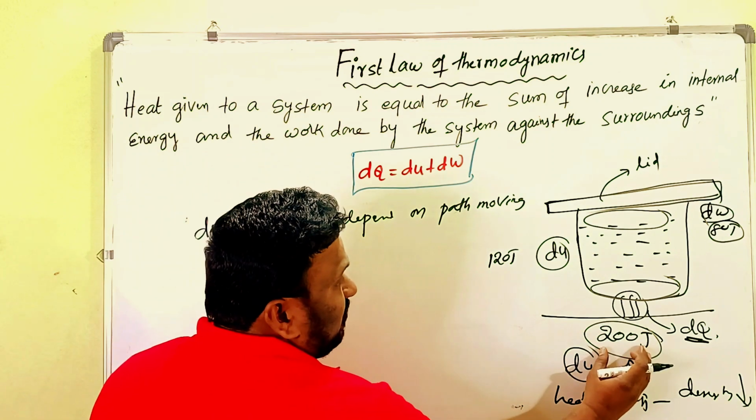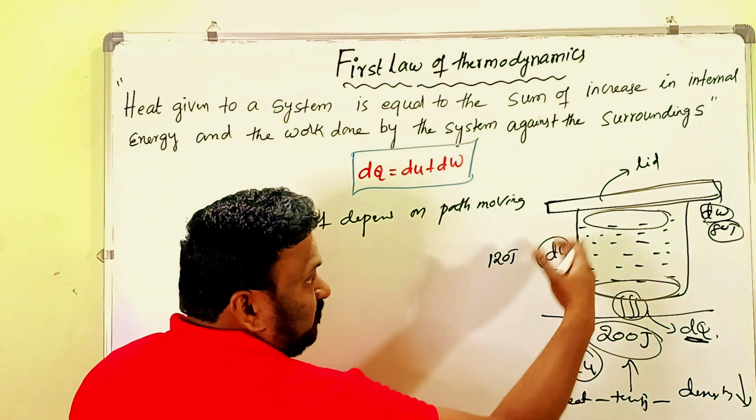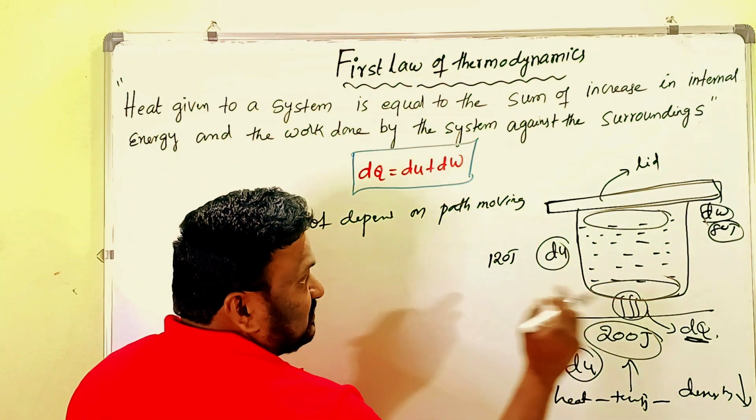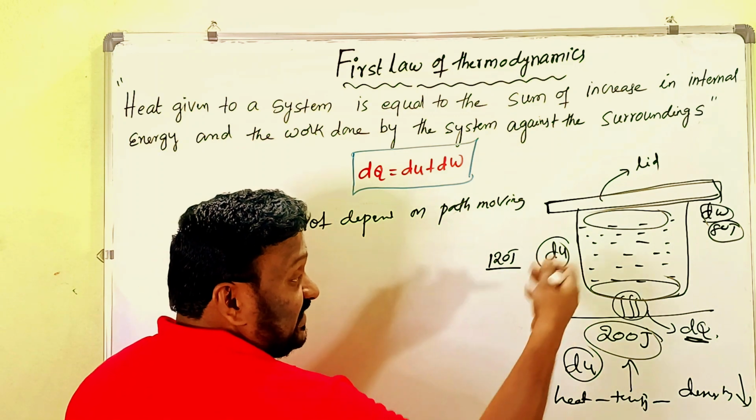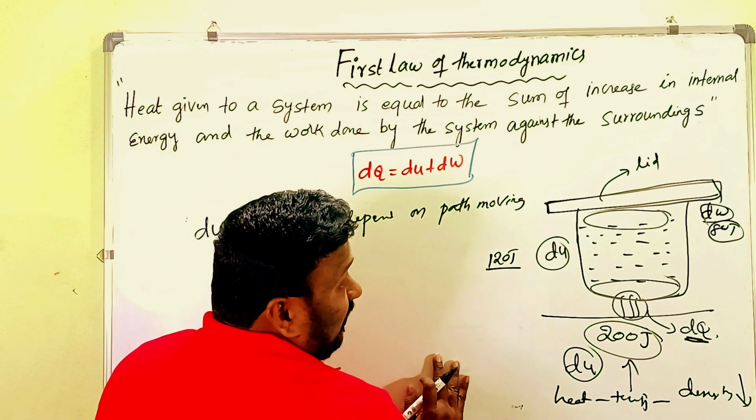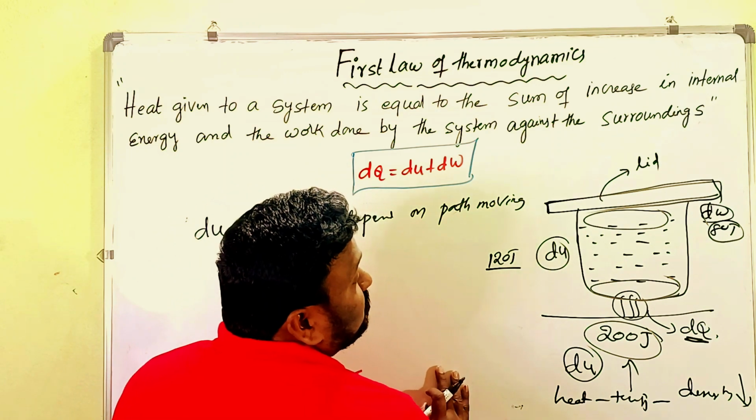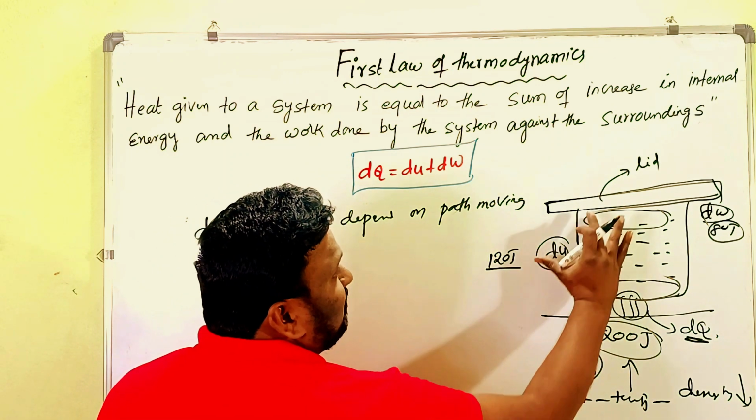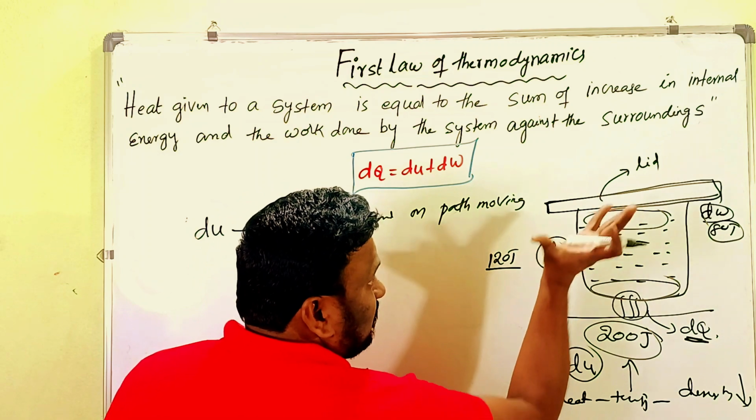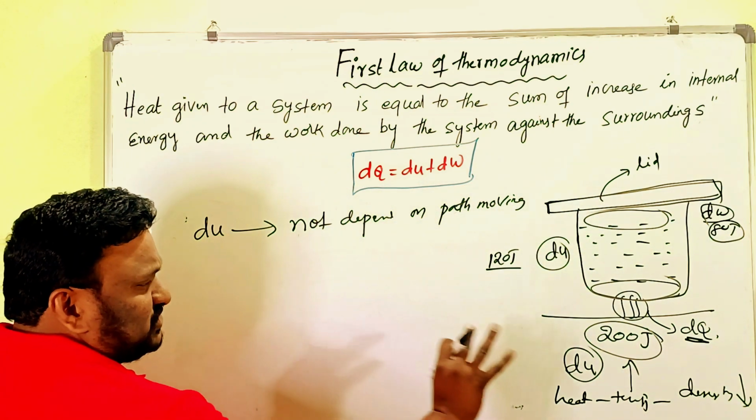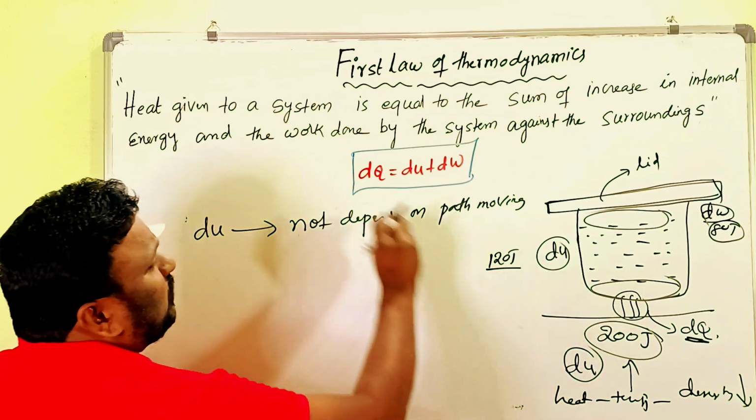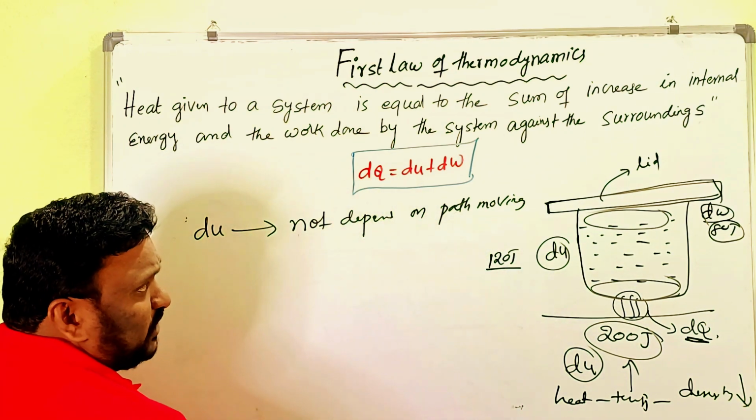200 joules are given. In that, the entire fluid is going to increase its temperature because 120 joules of heat is transferred to the water, and the remaining 80 joules can be used to do some work. That work is simply going to lift the lid of the container. So this is a way to understand the first law of thermodynamics.